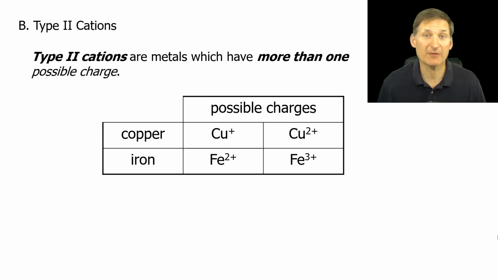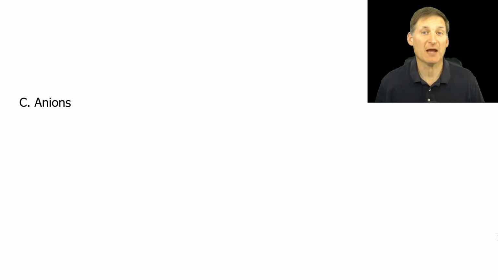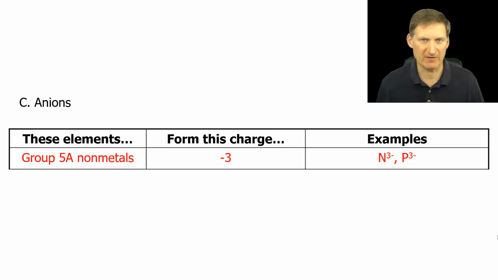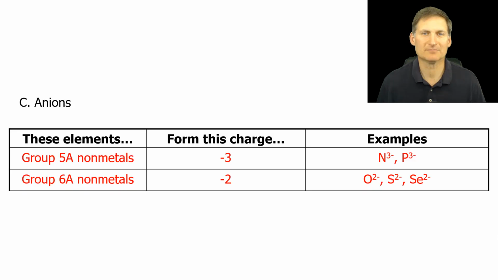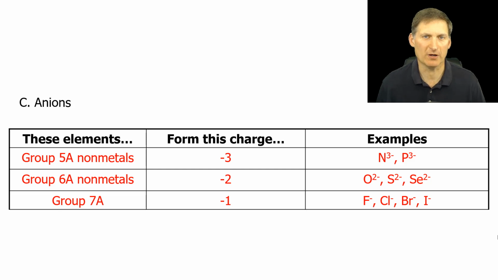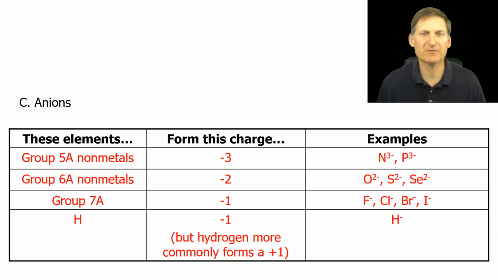Okay, so far we've been talking about the charges of monatomic cations, both type 1 and type 2. Now it's time to move on to monatomic anions. Luckily, there's only one type here, and the way we know the charge is again based upon what group it's in. Let's start with nonmetals in group 5A. Their charge is -3. And we say nonmetal because we're only talking about the nonmetals in 5A. Group 6A nonmetals form -2 charges, and group 7A a -1. Finally, although hydrogen frequently will form a +1 charge, when it forms a monatomic anion, it's -1.